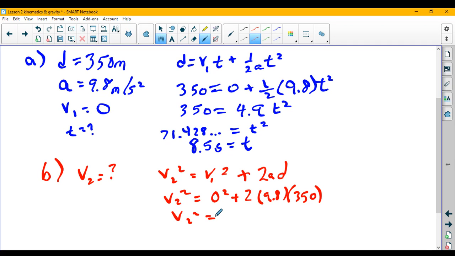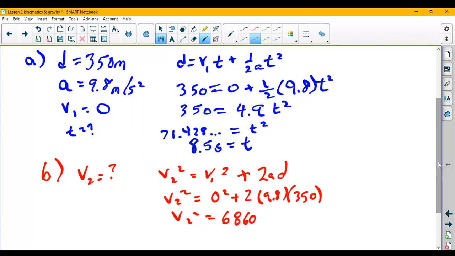I'm going to pop this in my calculator. 2 times 9.8 times 350, and I get a nice big number. It should be a nice big number, right? Because it is the number squared, and it's falling a fairly big distance. So 6, 8, 6, 0. But that's V squared.